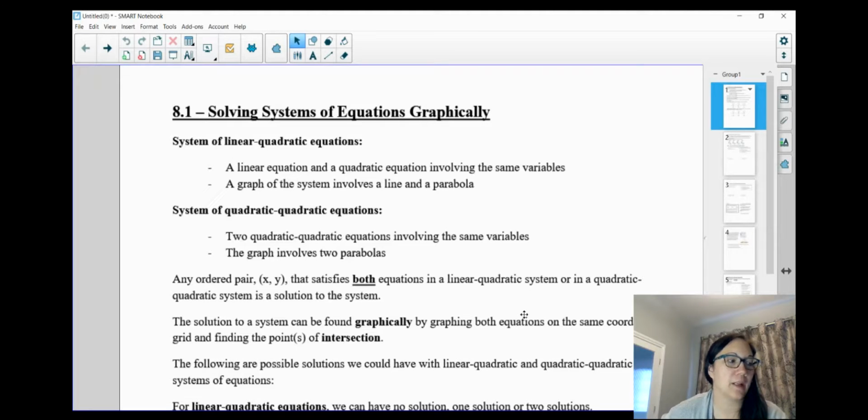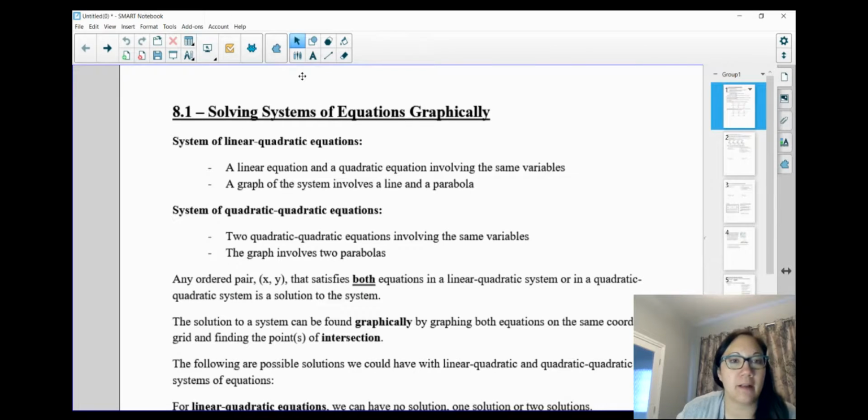So this unit is on systems of equations, and you actually have seen systems of equations before in Math Foundations and Pre-Calculus 10. The difference was in that class you would have worked with linear systems of equations, so two lines. And here we're working with linear quadratics and quadratic quadratics. So we're just kind of introducing that quadratic element to systems of equations in this class.